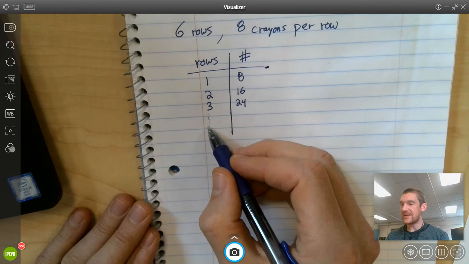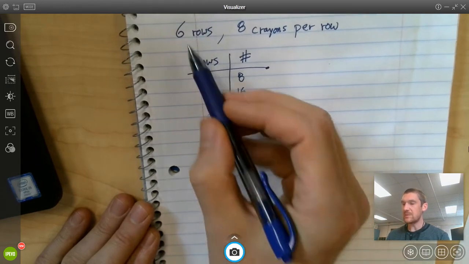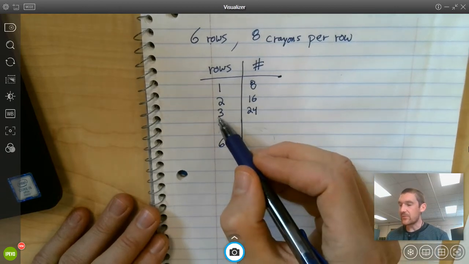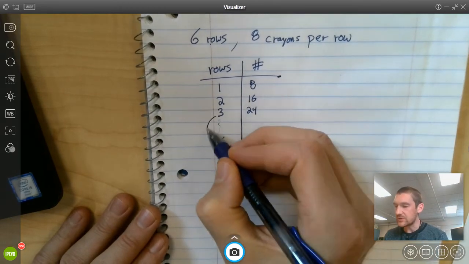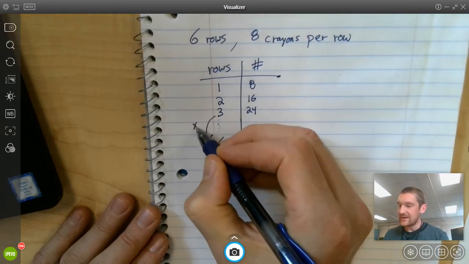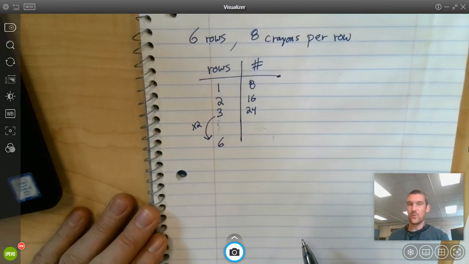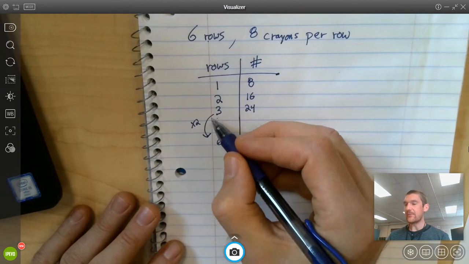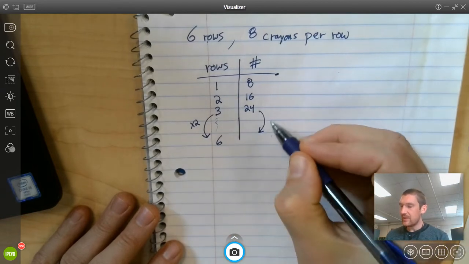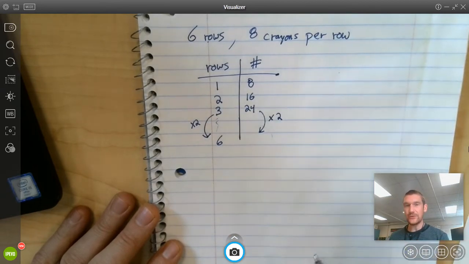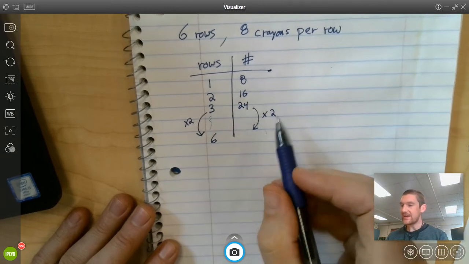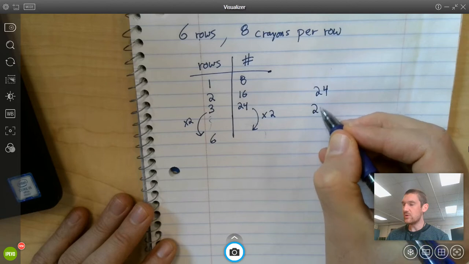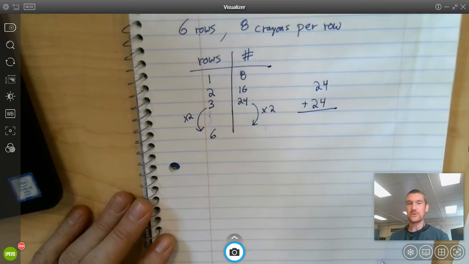I'm going to jump down to 6 rows. Remember, that's what I'm trying to find out, how many crayons that's going to be. Now, to get from 3 rows to 6 rows, that's like doubling my answer. So I know that if the amount of rows is doubling, the amount of crayons is also going to double. So I can double 24, which means having 2 number 24s.